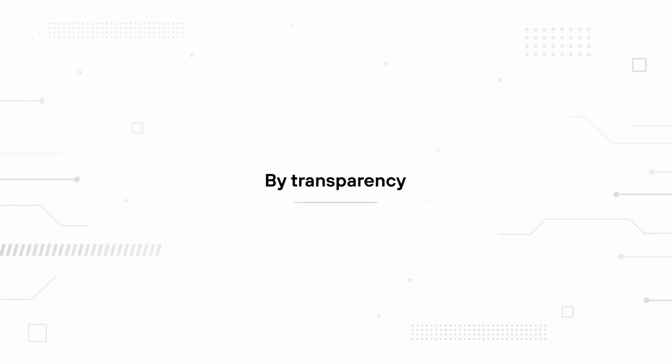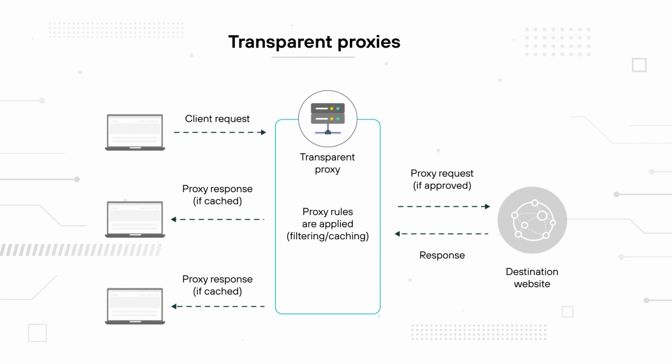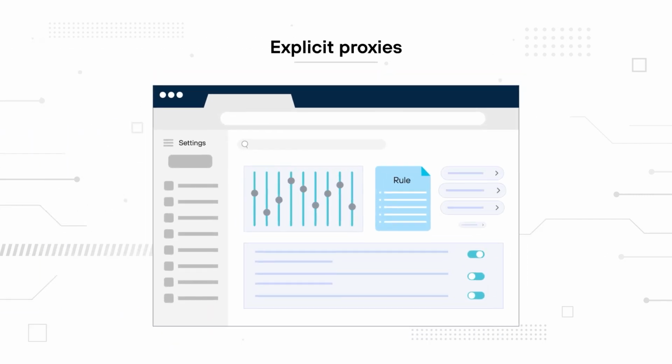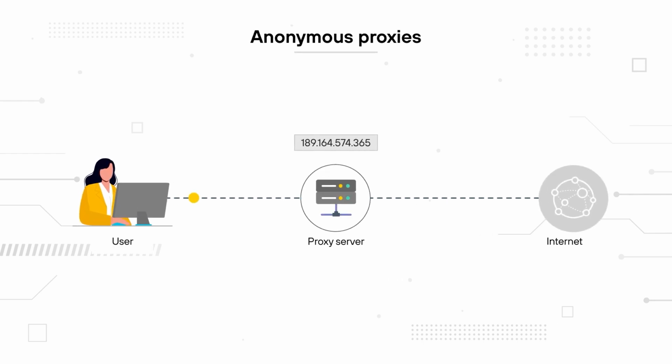Then we can group proxies by how visible they are. Transparent proxies need no setup from the user. They quietly inspect and control traffic. Explicit proxies must be manually configured. They give more precise control over traffic. Anonymous proxies hide your IP. These are usually used by individuals, not businesses.